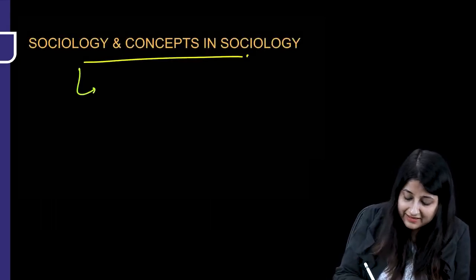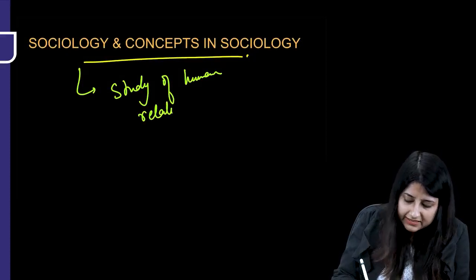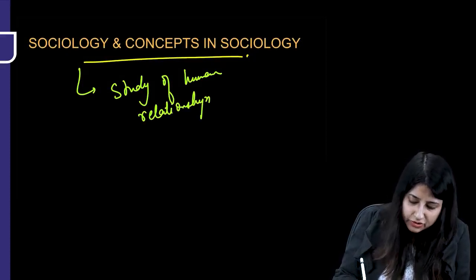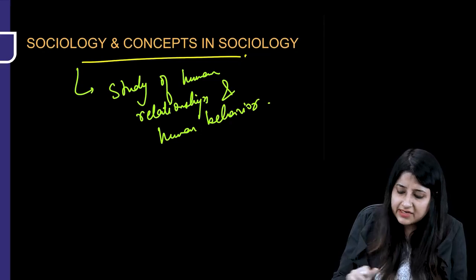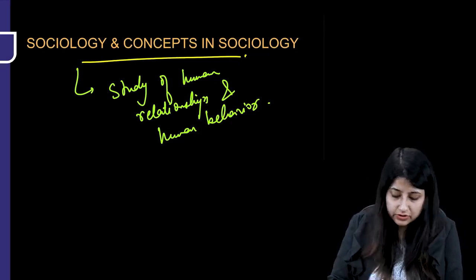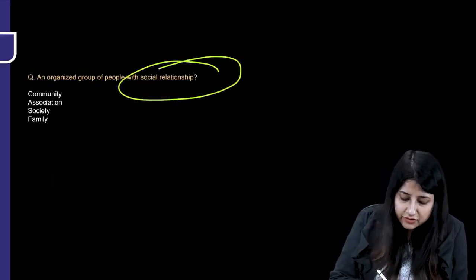Okay, here let me write it. What is sociology? It is the study of human relationships and human behavior, both. Not just one thing. It's the study of human relationships and human behavior, both. All right, next. An organized group of people with social relationships is society.